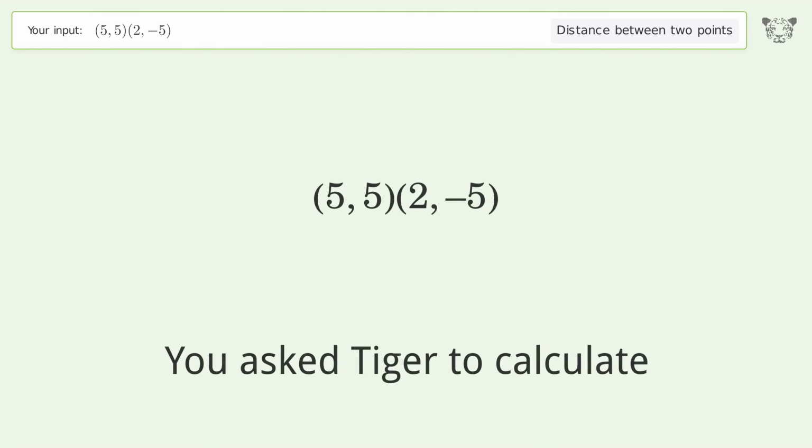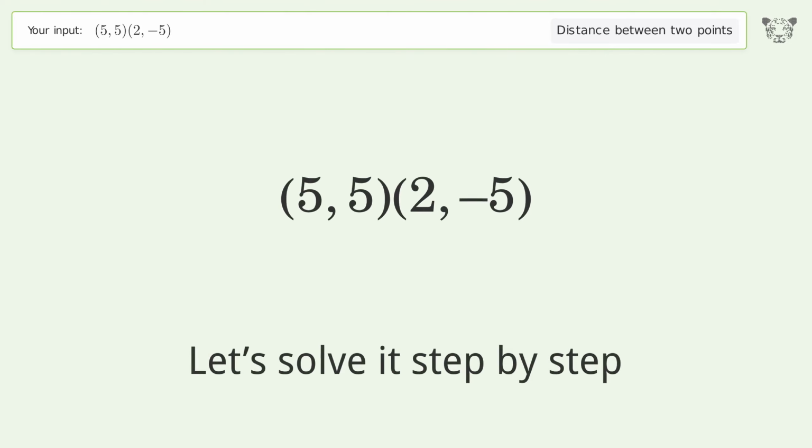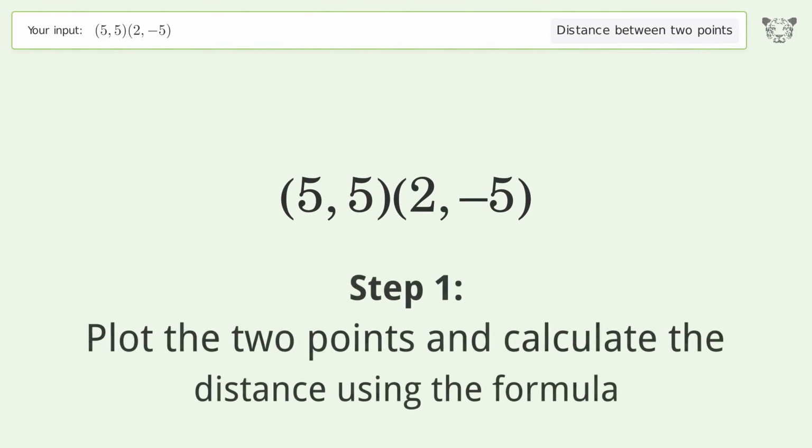You ask Tiger to calculate. This deals with the distance between 2 points. The distance between the 2 points is the square root of 109, or 10.44. Let's solve it step by step. Plot the 2 points and calculate the distance using the formula.